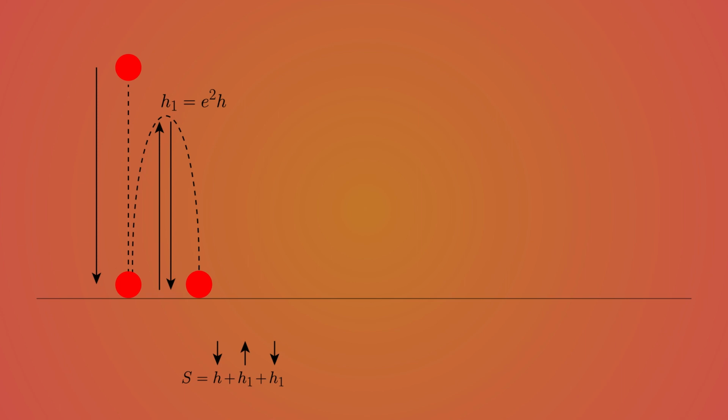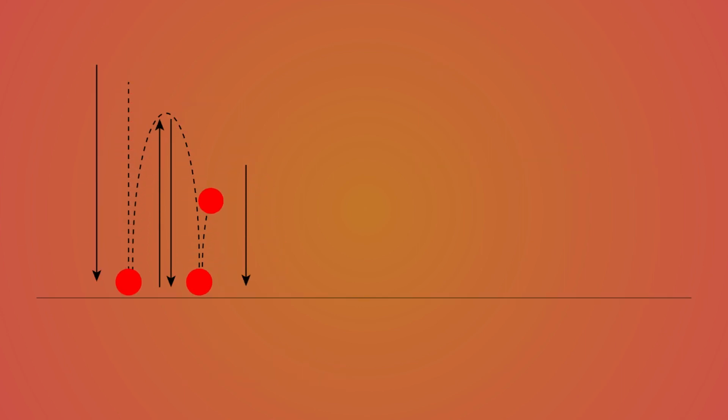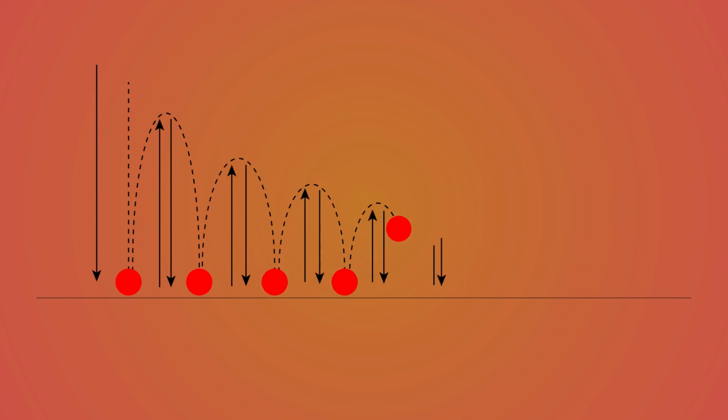During the second bounce, the velocity v1 is again reduced by a factor of e, giving v2 equal to e times v1, which in turn gives e squared times v. The height attained due to this velocity is given by this equation, which can be rewritten as e squared whole squared times h, and while coming back down the ball covers the same distance as before. Now, this process continues for every bounce of the ball until the ball comes to a complete rest.